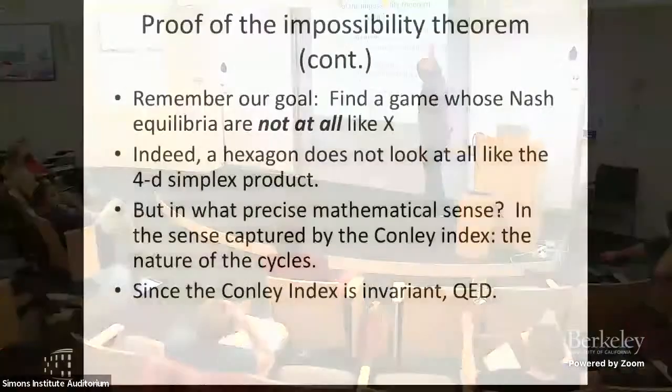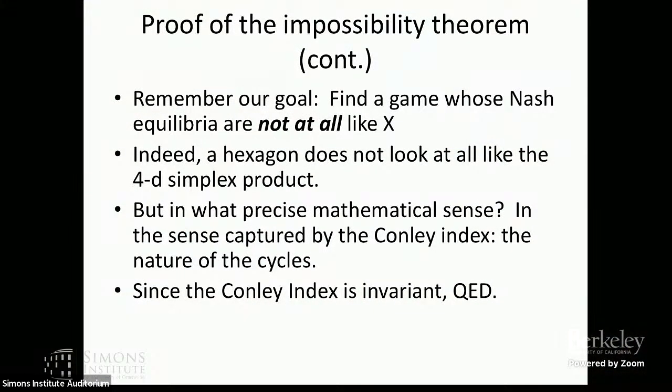Remember, the goal is to find a game whose Nash equilibria are not at all like X. And indeed, a hexagon does not look at all like the four-D simplex product. But in what precise mathematical sense? In the sense captured by the Conley index, the nature of the cycles. Since the Conley index, as I'm asking you to believe, is invariant, in other words, if you apply a dynamical systems transformation to it, it stays the same, we are done. Okay, there is no dynamics for this game.